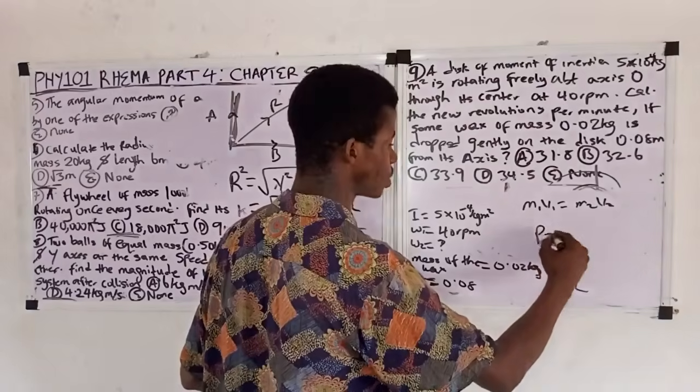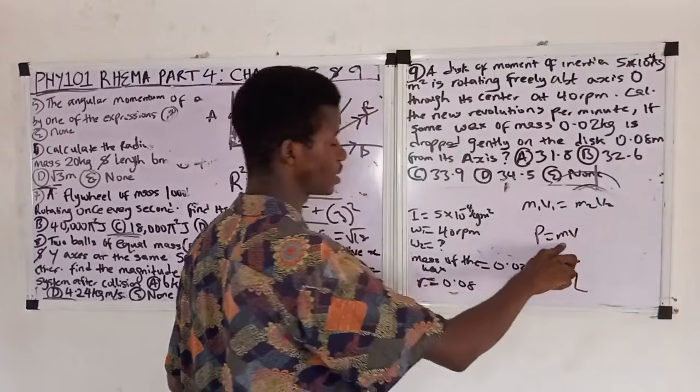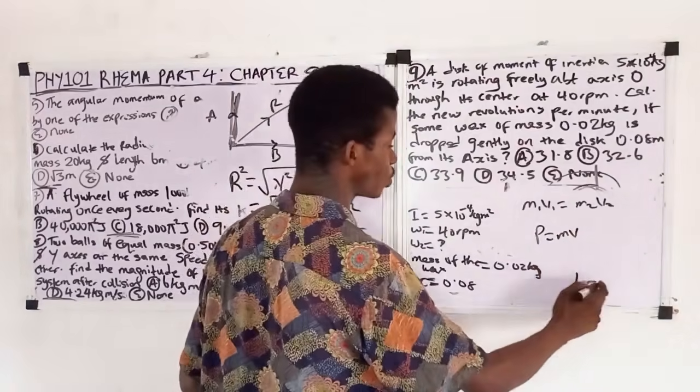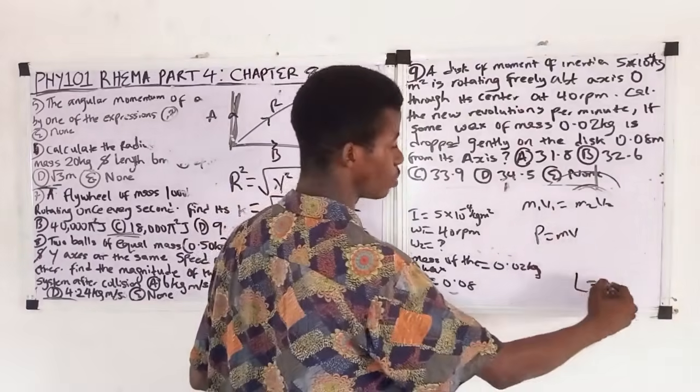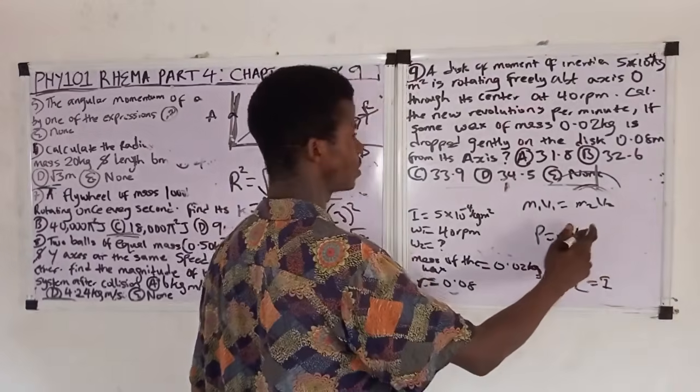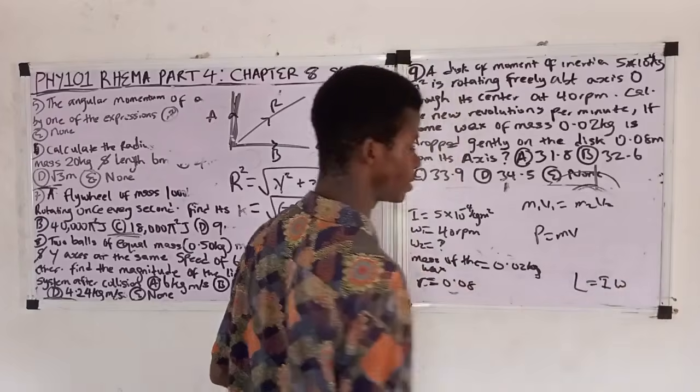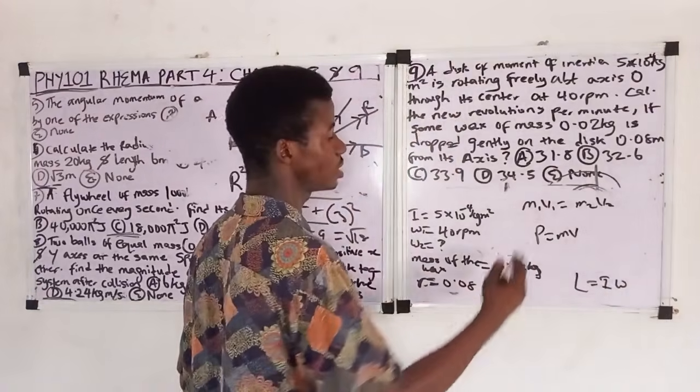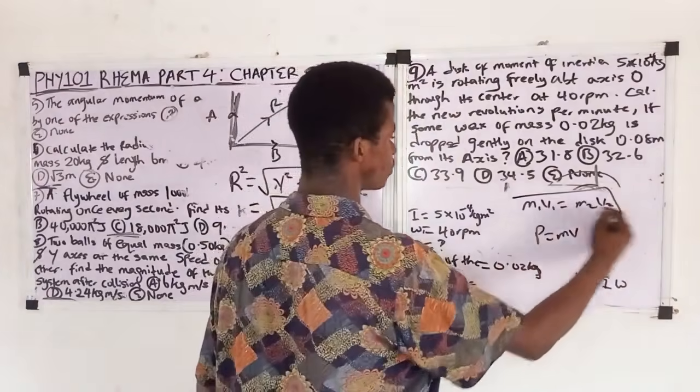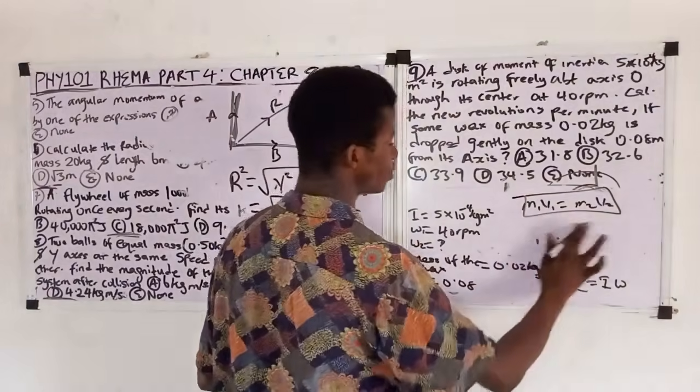We know that momentum is what? Linear momentum is mass times velocity, right? What about angular momentum? What is analogous to mass? Moment of inertia. What is analogous to velocity? Linear velocity corresponds to angular velocity, right? Yes, under this conservation of momentum.